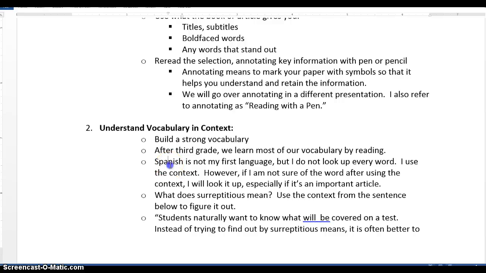For example, Spanish is not my first language. But when I'm reading in Spanish, I do not look up every word I do not know. I try to make an educated guess based on the context of what that word will actually mean. Okay. Take a look here. Surreptitious. Does anybody know what surreptitious means?